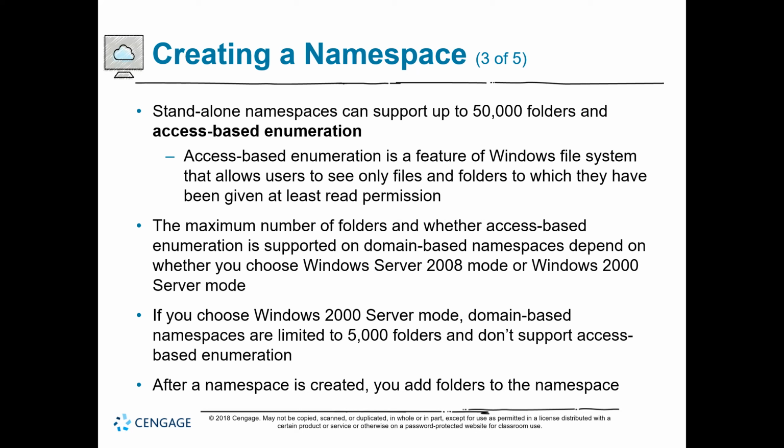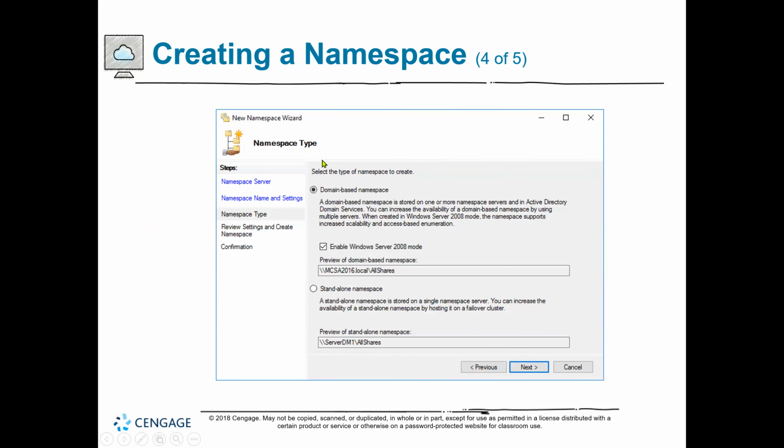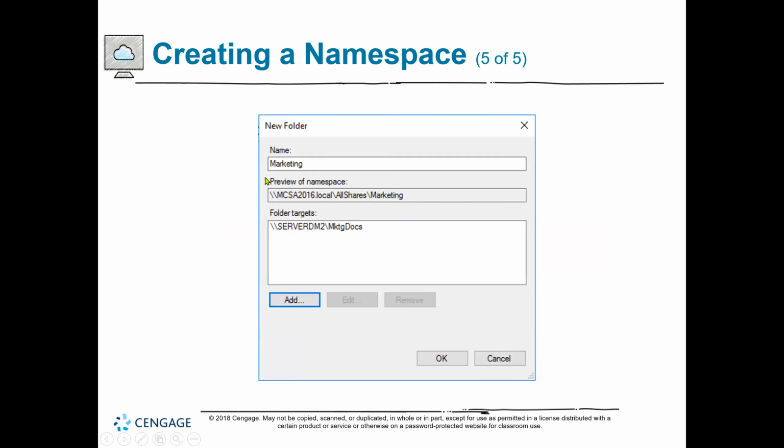After a namespace is created, you add folders to the namespace. And you see here, you have your enable Windows Server 2008 mode, standalone mode, and you see all that stuff there. And then here's an example of a folder, and you see the name of the folder, and then you see what all that stuff is on there.